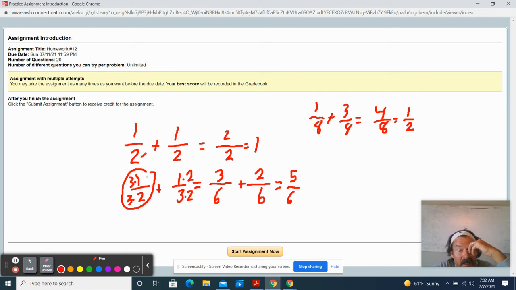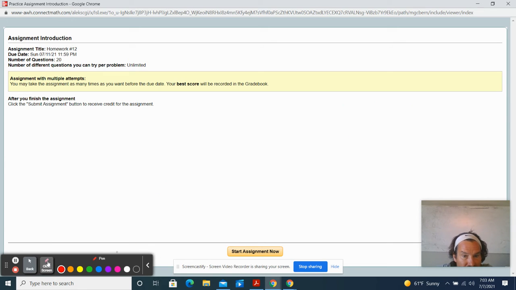So this is the concept that we're going to be talking about in homework 12. It's just that the fractions are rational expressions. So let me clear my screen here, and let's look at some problems.